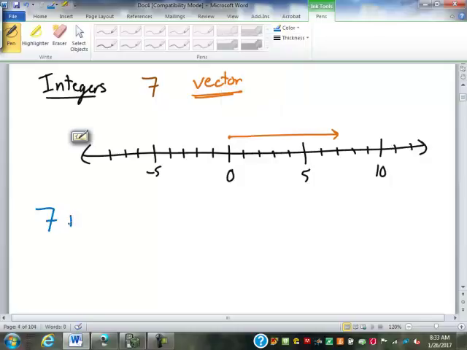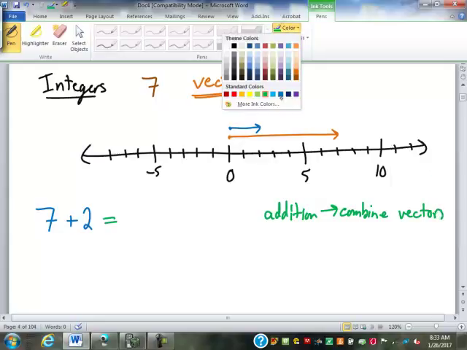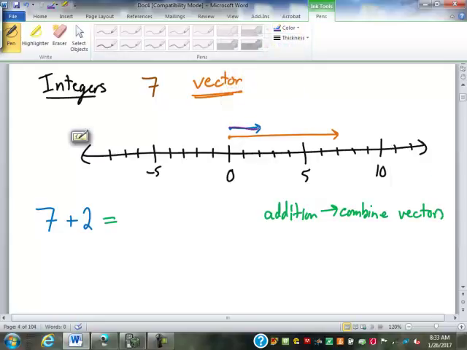So let's say I have 7 plus 2. My vector for 2 is going to look like that. Addition is just the operation of combining vectors. So to add these two numbers, I'm going to take the two vectors and I'll put them together. And now what I have here with the 7 and the 2 together is one long vector that goes from 0 to 9. 7 plus 2 is 9.